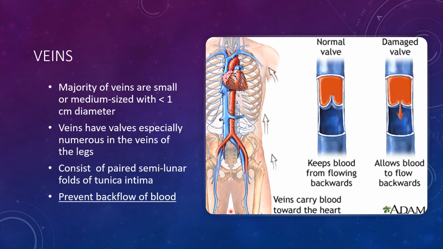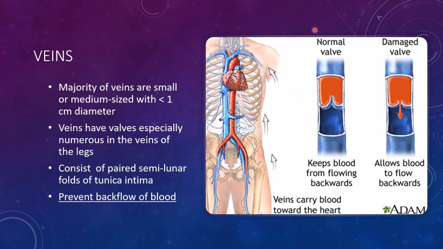Usually in our lower limbs, baka siya numerous because our lower limbs are longer. That's why they have numerous valves there, and also they are opposing the flow of gravity, which is the movement downwards. Kaya mas mahalaga na mas marami yung kanyang valves. And it consists of pairs of semilunar folds of tunica intima, which prevents the backflow of the blood.